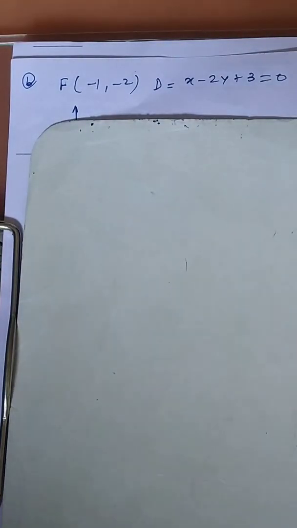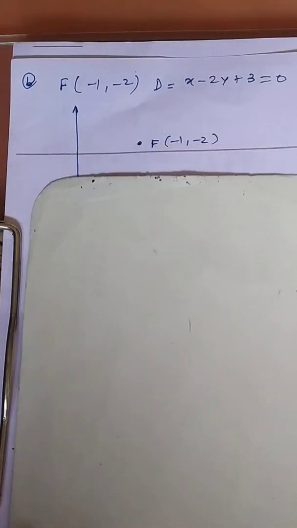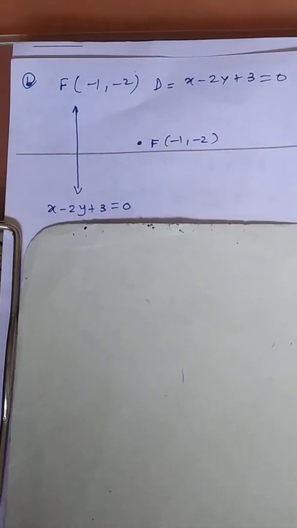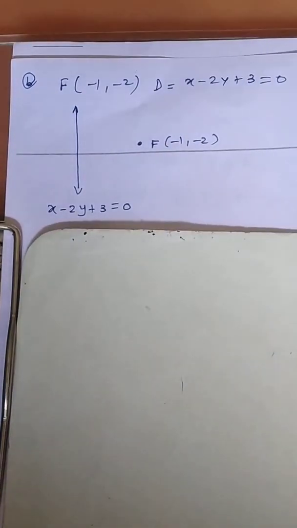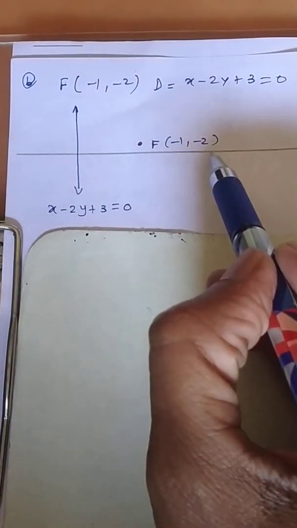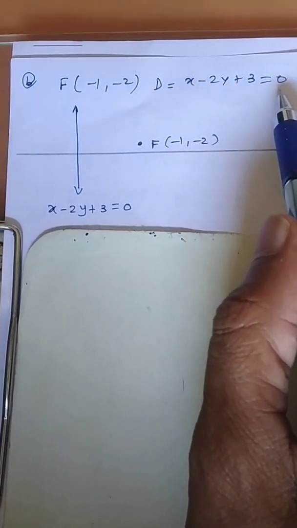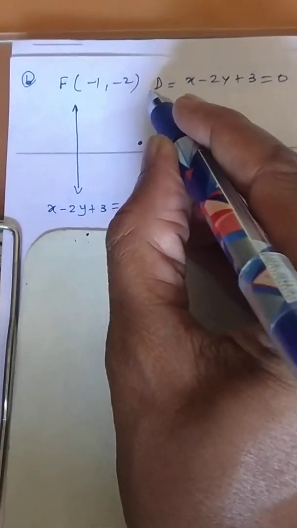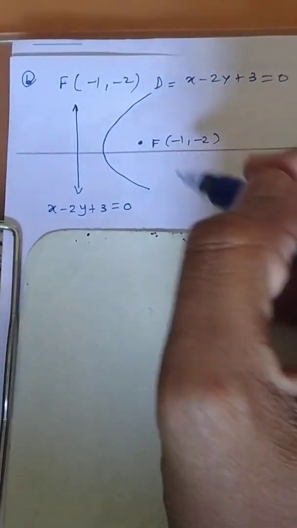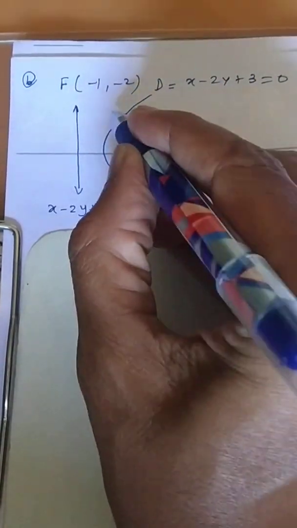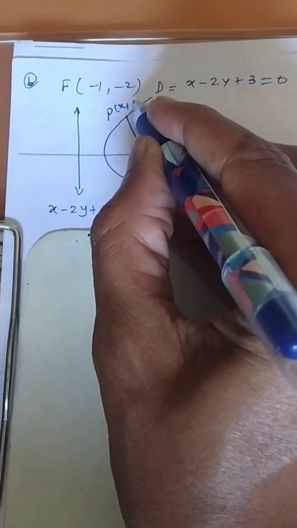You are well familiar with how to get the equation of the parabola and four different types of the parabola. Let us consider one question which is based on the condition like this. The focus is (-1, -2). Equation of the directrix x minus 2y plus 3 equals 0. If this is the parabola and you want the equation of the parabola, we have taken a general point as (x, y). Do you remember?